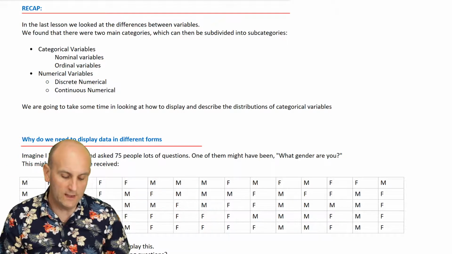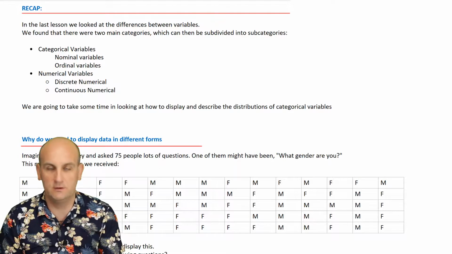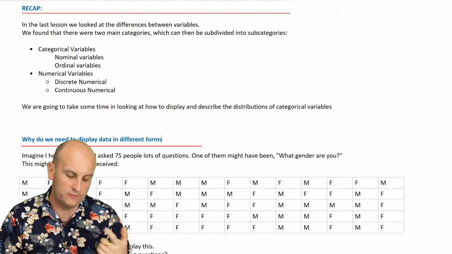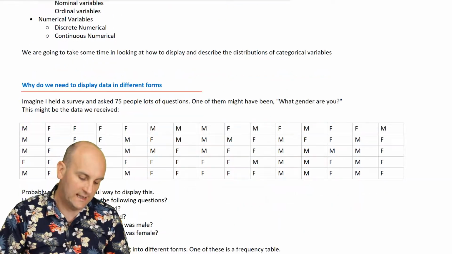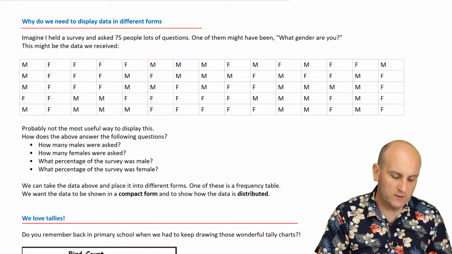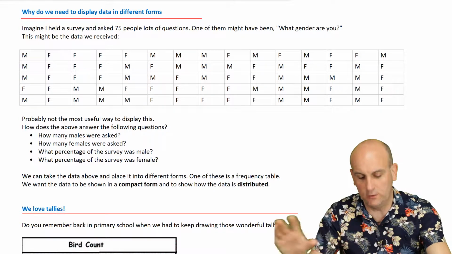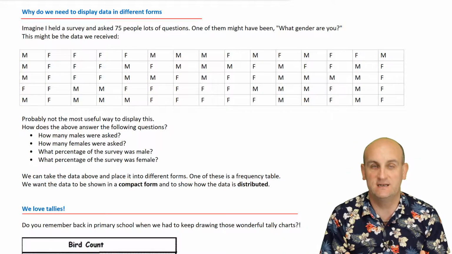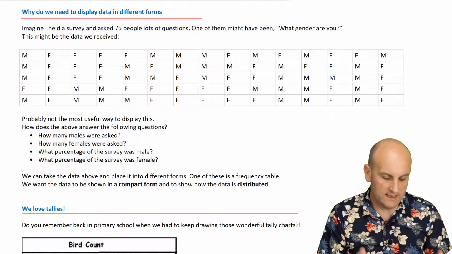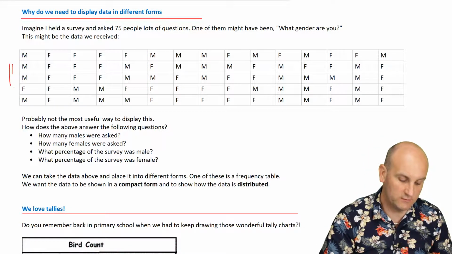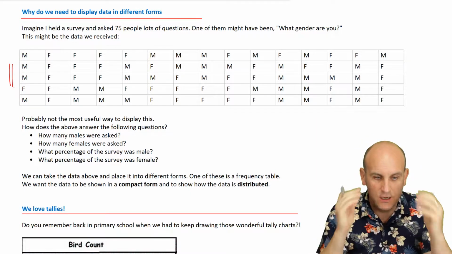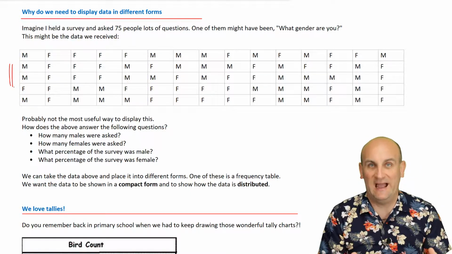We dealt with the idea of categorical variables, numerical variables, and each of the subdivisions of those: nominal variables, ordinal variables, discrete, and continuous. Now, obviously, one of the things about data is if we do it all in raw data, imagine I'm out there doing a survey of people's gender, then an example of the data I might end up with is shown here. Not very useful, really, is it? My brain has no way to compute what this actually means.